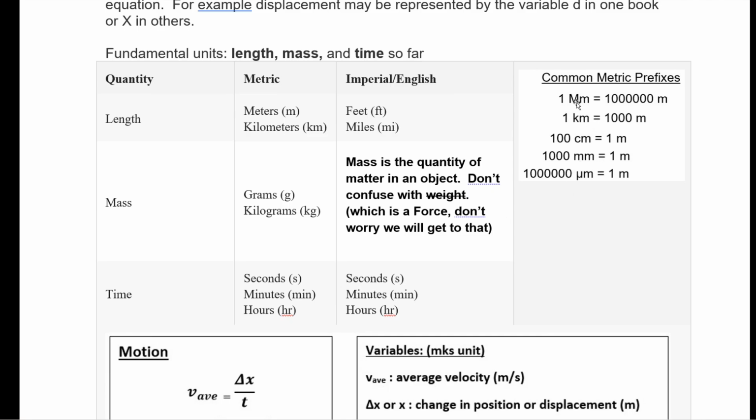So some common metric prefixes, if you'll notice, like meters to kilometers, grams to kilograms. A kilometer is 1,000 meters. A kilogram is 1,000 grams. Some other prefixes are mega, centi, milli, micro.